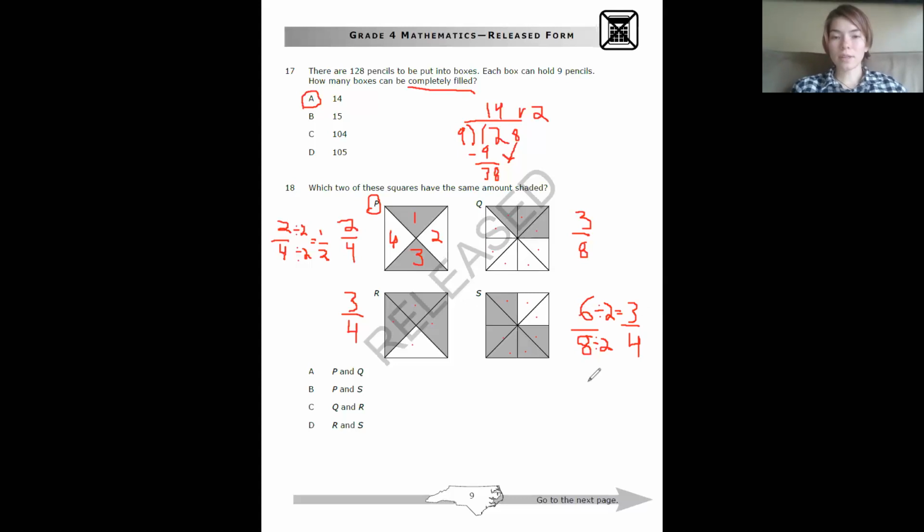So if we look now, our fractions in fully simplified form are 1/2, 3/8, 3/4, and 3/4. The two that are equal are R and S because they're both 3/4. That means our answer is going to be D, R, and S.